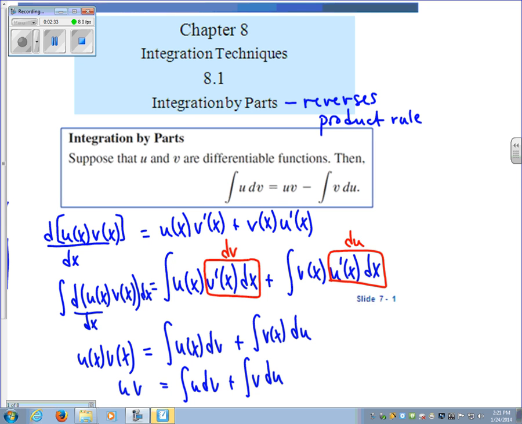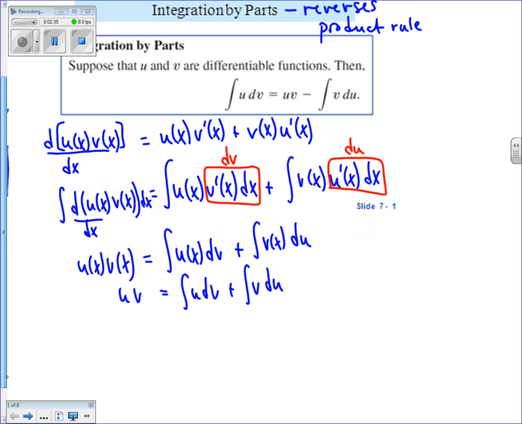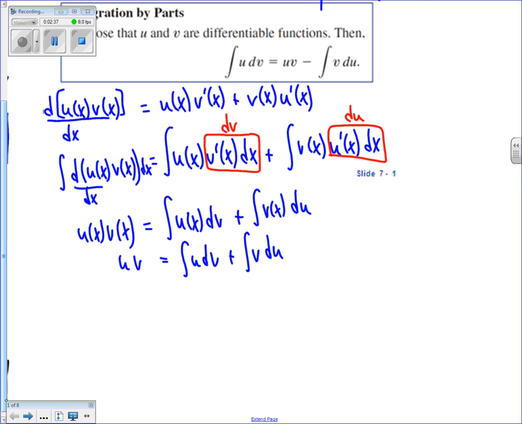Okay, so now what I've got, I'm going to take this and I'm going to solve it for the integral of u dv, because we're going to be given an integral and then have to apply a rule to find the antiderivative. So I'm going to solve for this integral of u dv, which will be u times v minus the integral of v du.